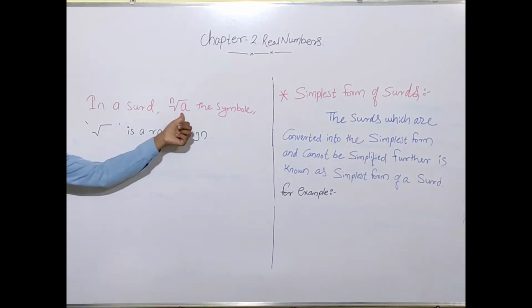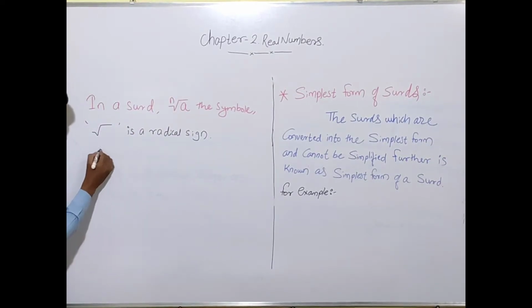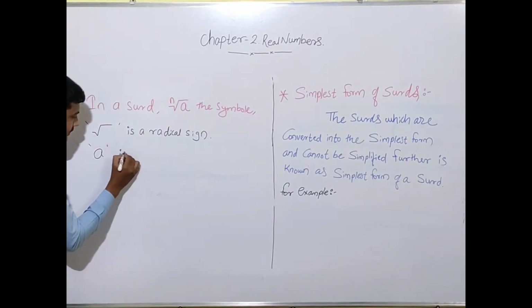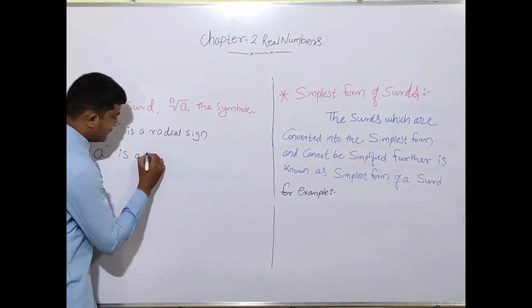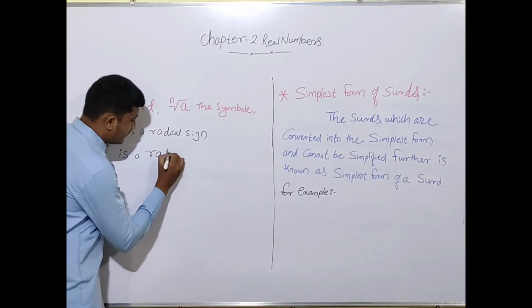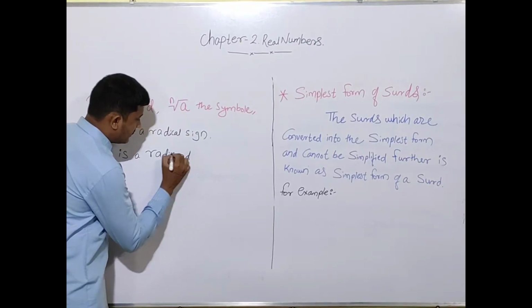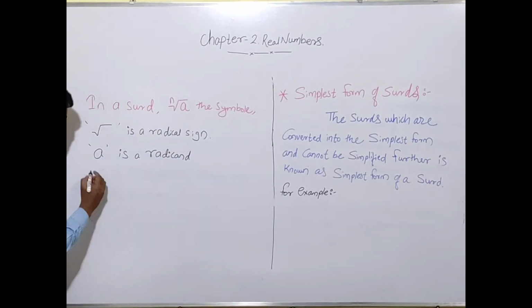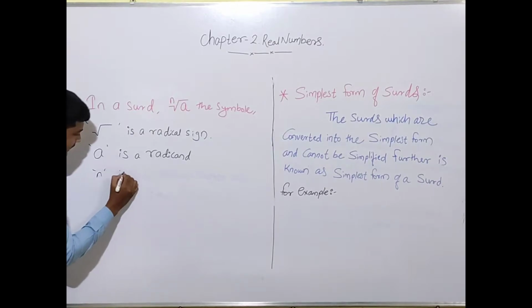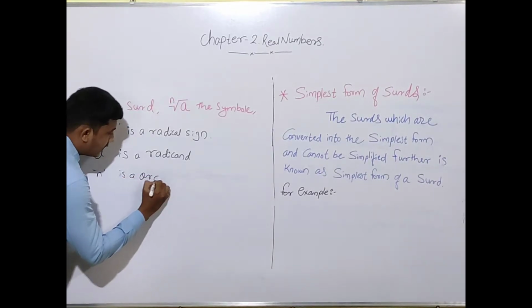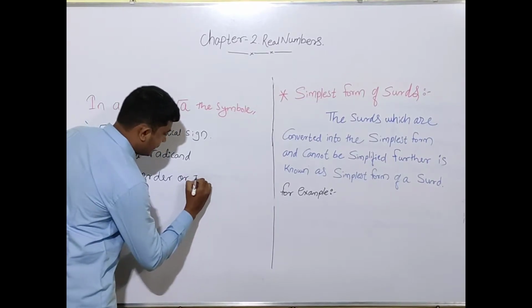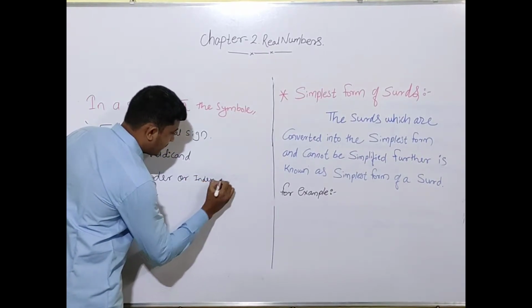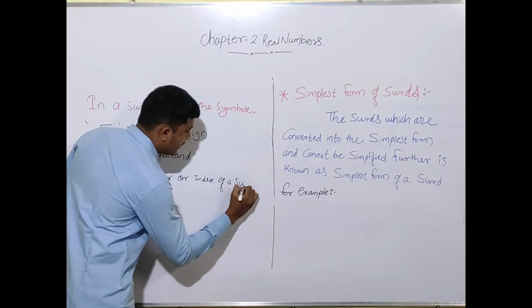Here the element a is also known as the radicand. And here n is what? n is the order or index of a surd.